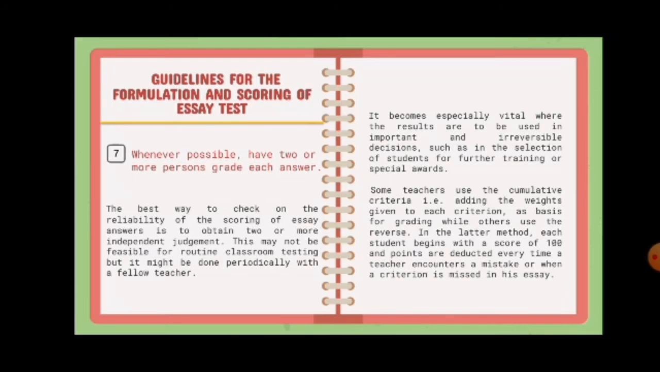In the latter method, each student begins with a score of 100 and points are deducted every time they make a mistake or a criterion is missed in the essay. So in number 7, once the decision is made, the score of the essay cannot be reversed. Some teachers usually add weight to each criterion, starting with 100 points, and once they see a mistake, they deduct from the grade.